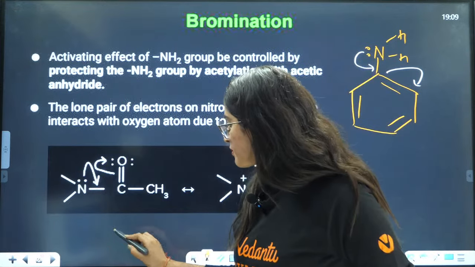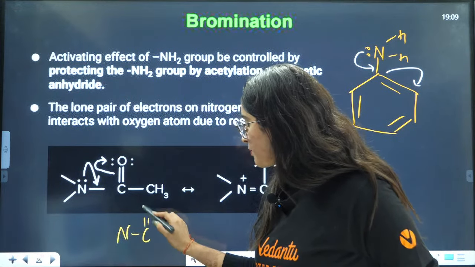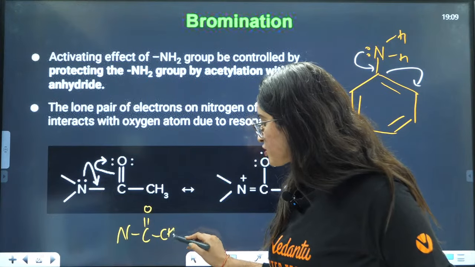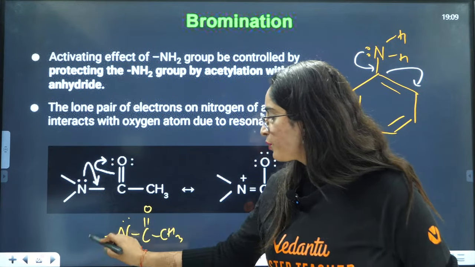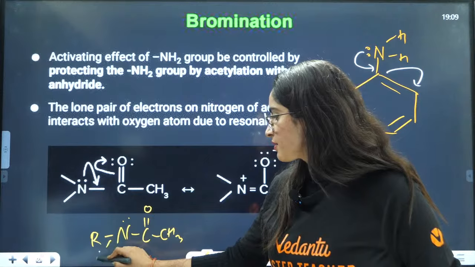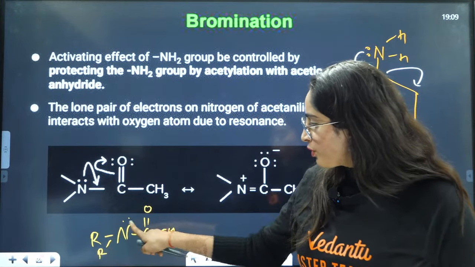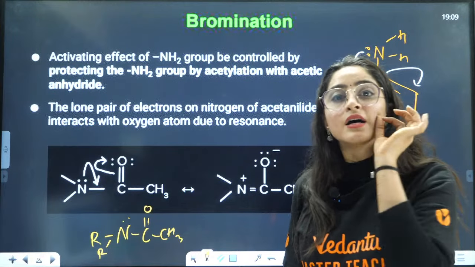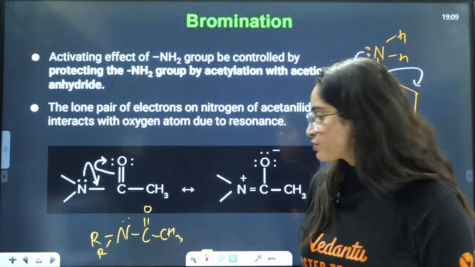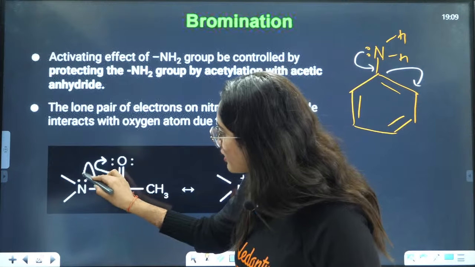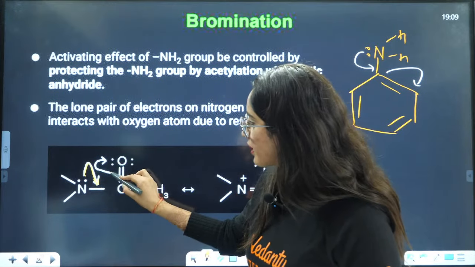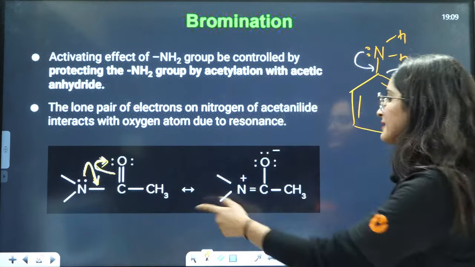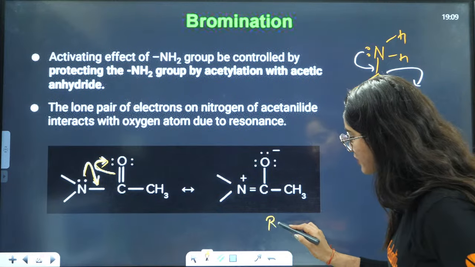The lone pair, for example, this is N, C double bond O, this is CH3. We know that here you can have a lone pair, single bond, double bond. Lone pair, single bond, double bond is the criteria for resonance. So we can say that resonance will occur. These lone pair will shift here. This pi bond will shift here. That is why you will have resonance here.